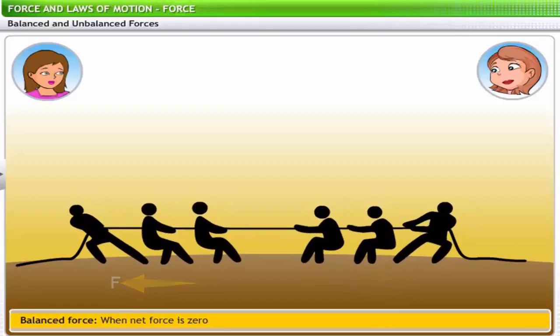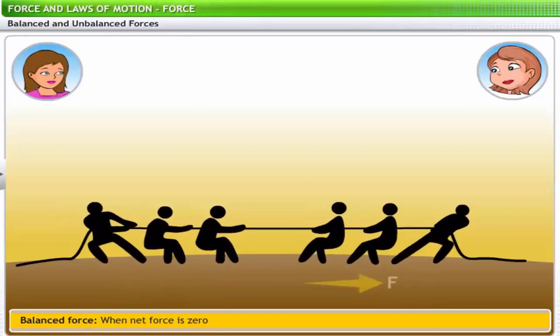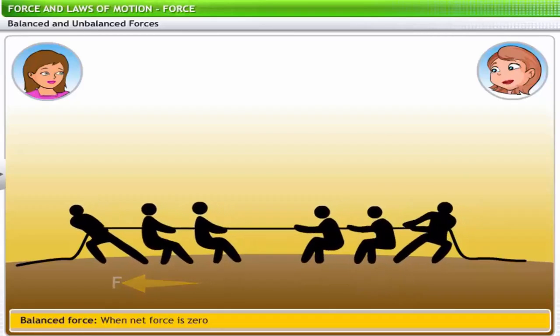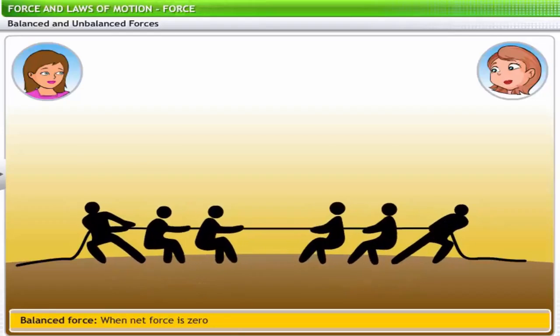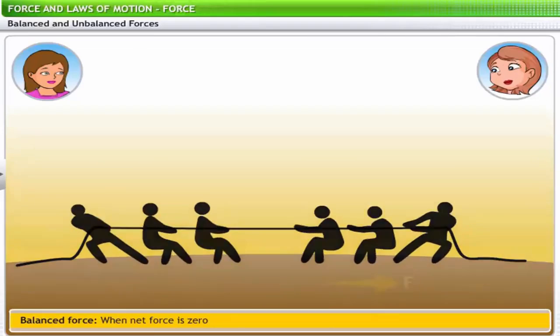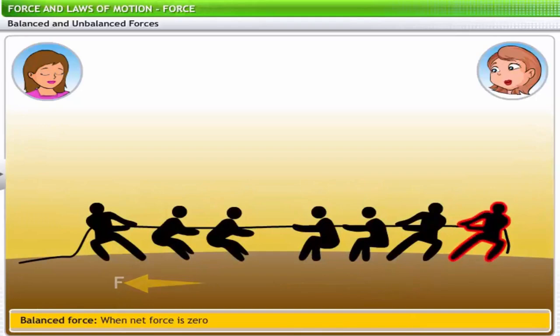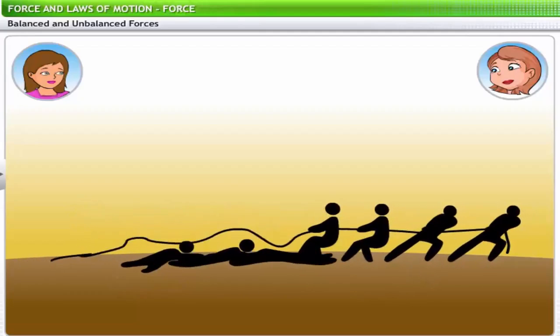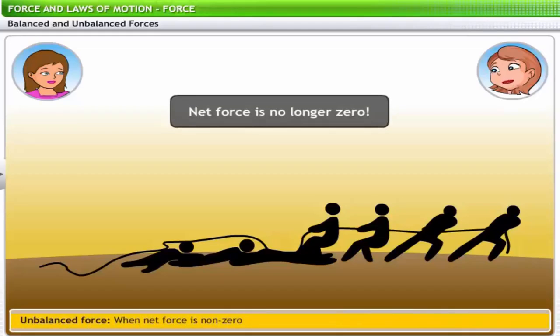Doesn't look like this game is going to end. Neither of the teams seem to be making any progress. Yes, this game will have to be a draw, unless we do something to tip the balance of the force. Let's see what happens if we add a person on one of the teams. See, the team with more people won. That's because adding another person made the forces on both sides unequal, and the net force was no longer zero. In such a case, the forces are said to be unbalanced.